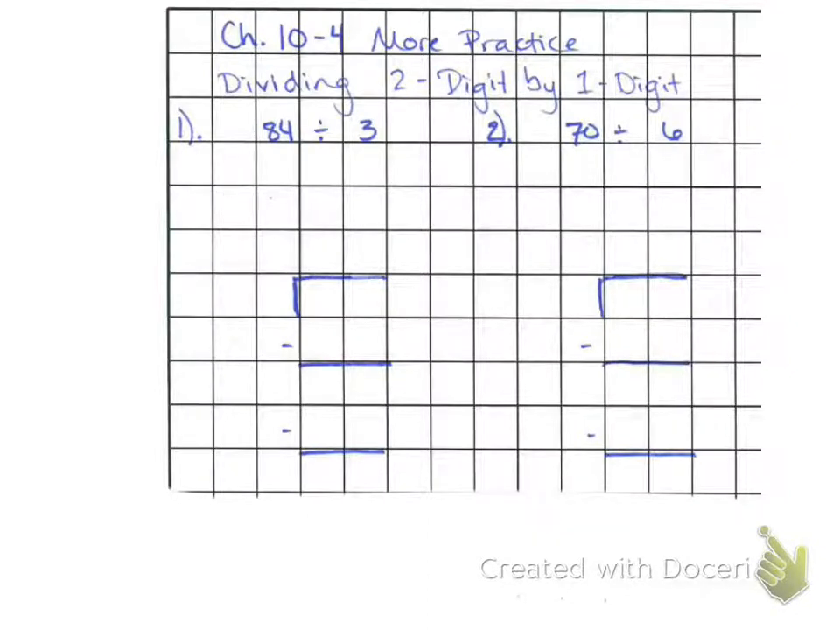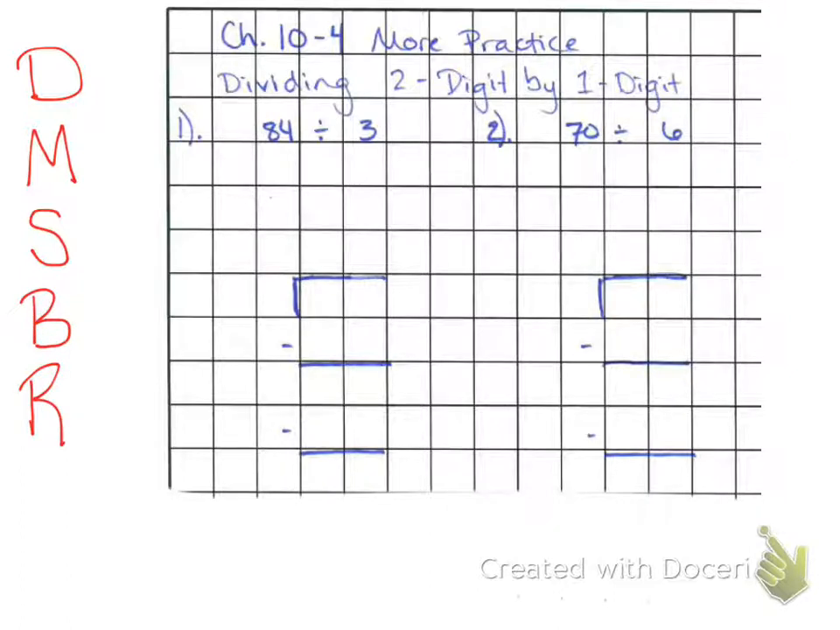Okay, remember that the steps that we're going to be working through here are to divide, multiply, subtract, bring down, repeat. So the first thing I need to do is set up my problem. I have 84 divided by 3. Now, 3 goes into the first number, 8. How many times? We're going to start with 2.